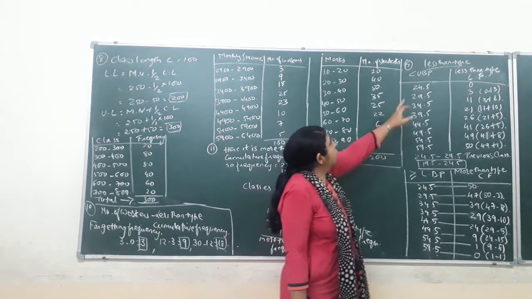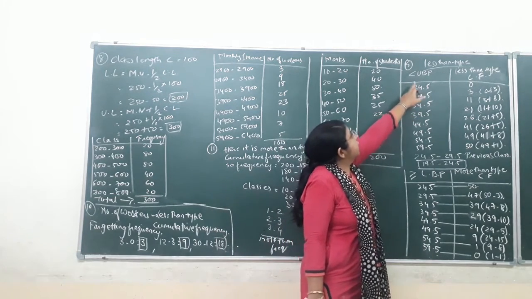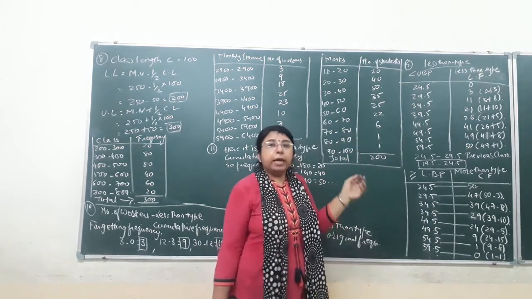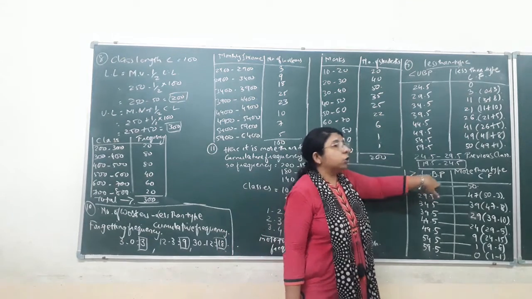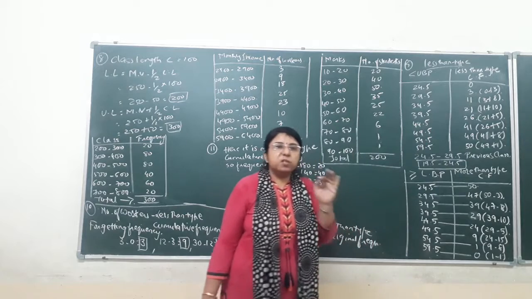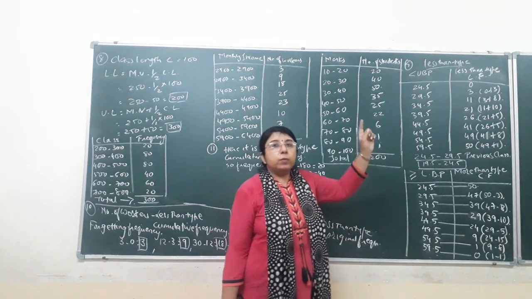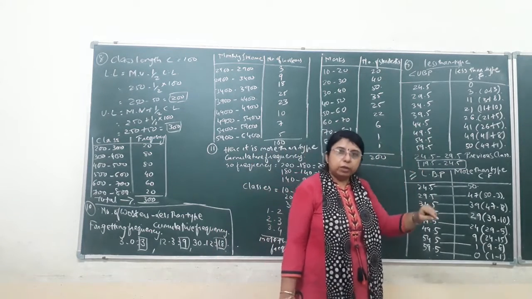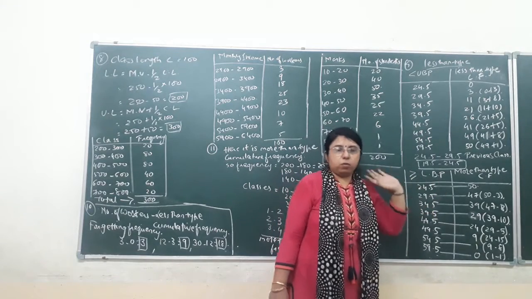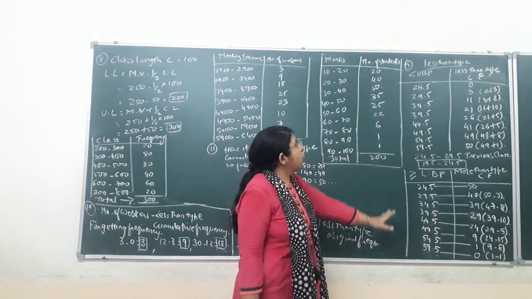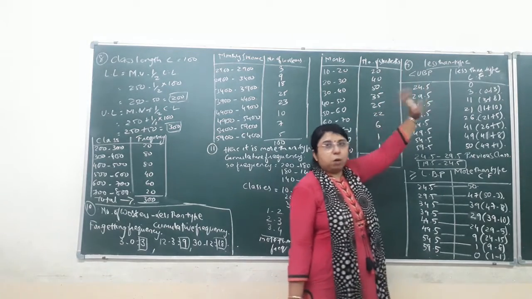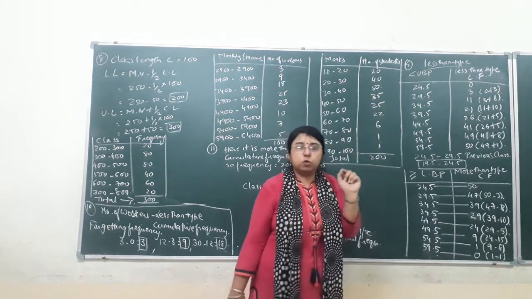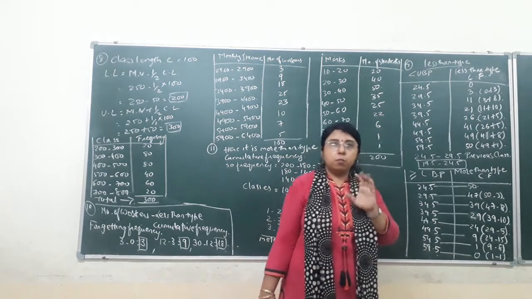Okay. Now less than type, always less than upper boundary point you have to write. And in case of more than type, you have to always write greater than or equal to lower boundary point. It means for less than type, it would be upper boundary point, and for more than type, it would be lower boundary point. Okay. So the first column would be for less than type, less than upper boundary point. Okay, UBP, that is the short form of upper boundary point.